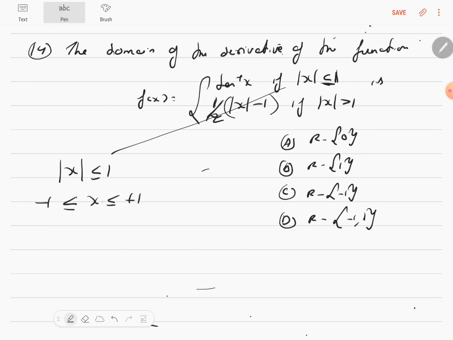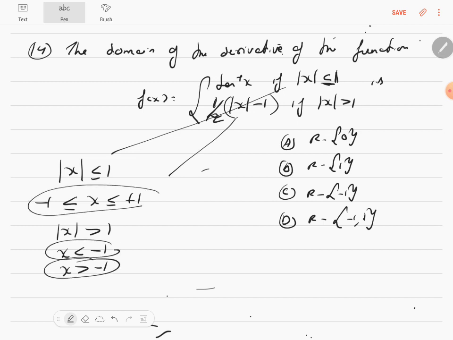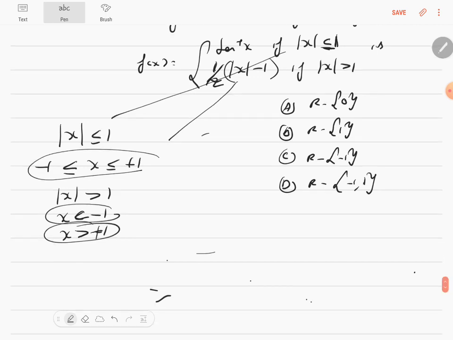And what about the second equation, half of mod x minus 1, when mod x is greater than 1, which means x can be lesser than minus 1 or x can be greater than plus 1. So thus you end up getting three conditions like this. These are the conditions.